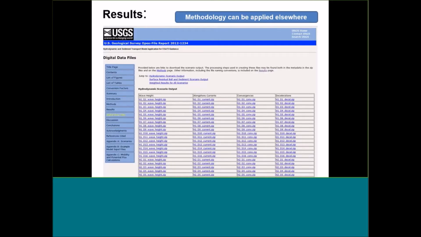So we took all our results and put them in GIS format so that it was accessible to the managers and the responders looking at this. And so this is our website that has all of that. All of our data is online as far as wave heights and currents. It's been used actually to look at some other things related to the oil spill. And the methodology itself can be applied anywhere.